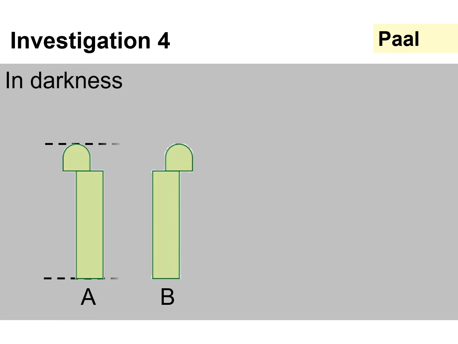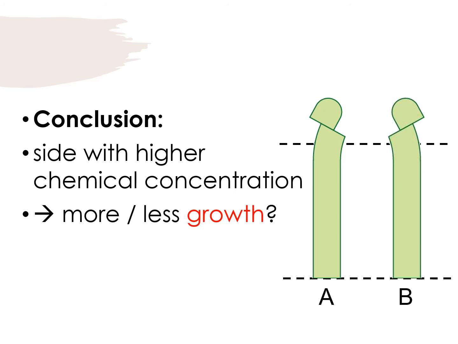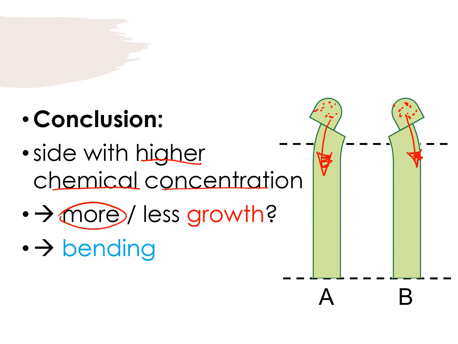He cut out the tip of the plant and moved it to the side for setup A and B, and then put it into darkness. After several days, this is the result. Setup A grows to the right, while setup B grows to the left. The conclusion made by Paal is the side with a higher chemical concentration is going to have more growth, which leads to bending.